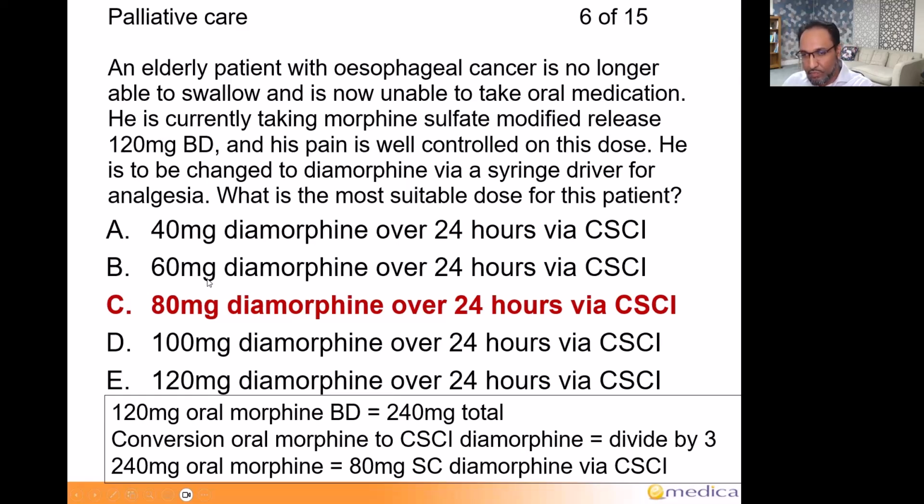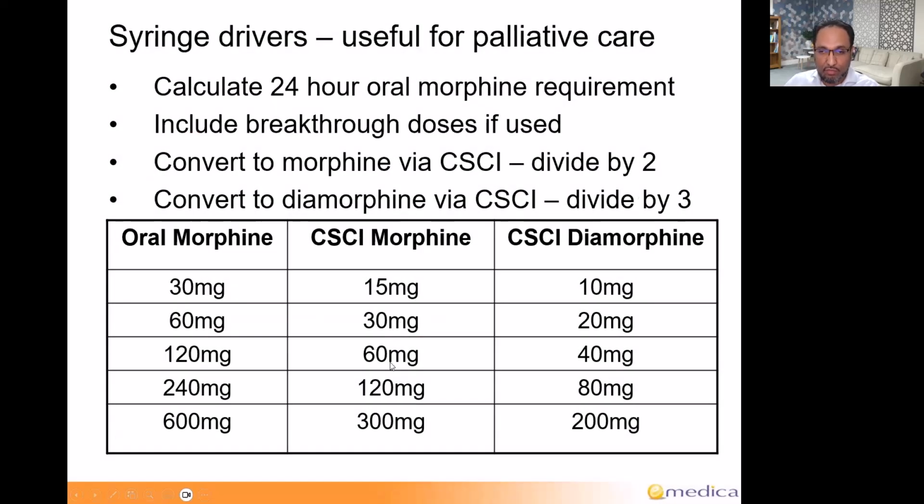Okay. So this is the conversion taken from the BNF. So oral morphine, 30. If you're changing that to a syringe driver and you're putting morphine in that, you just divide by 2. Diamorphine, you divide by 3. And so 120 of oral morphine in 24 hours, converting to morphine, 60. Converting to diamorphine, 40. In this case, they want 240. To morphine, that would be 120. To diamorphine, it's 80. All right. So you work out the 24-hour oral morphine requirement, including any breakthrough doses, and then divide by 2 if you're changing to morphine, divide by 3 if you're changing to diamorphine.